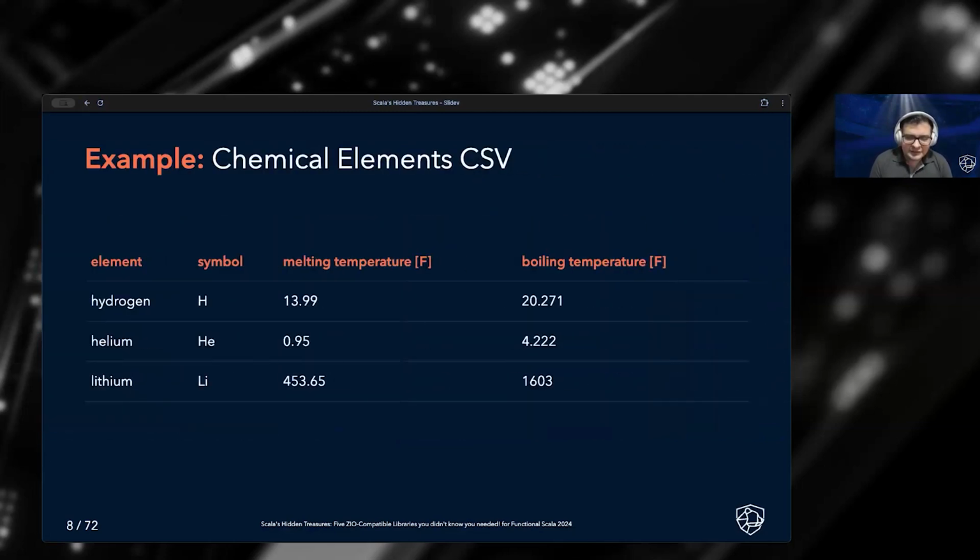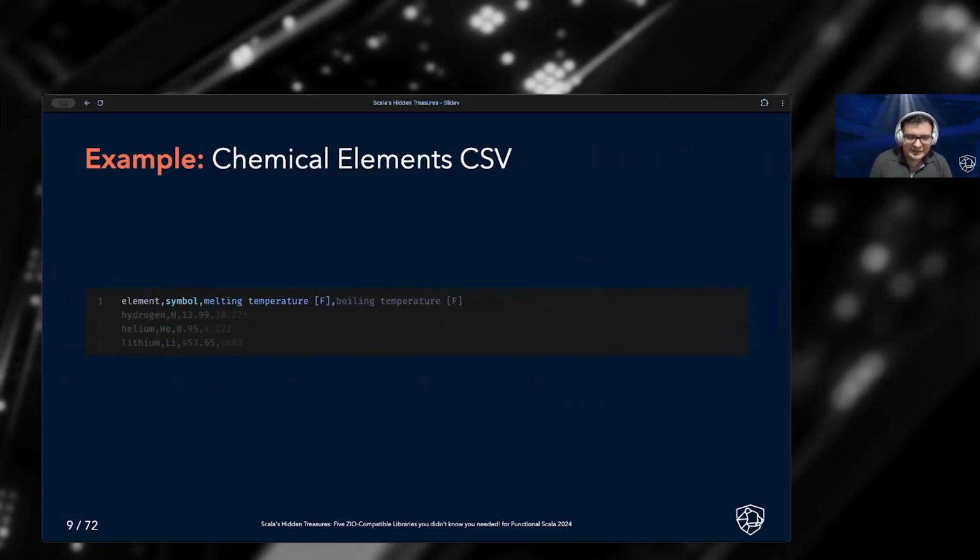For that, let's go through this example. Let's suppose we have a CSV where I have some chemical elements. So this CSV will contain 4 columns. We have the element, the chemical symbol, melting temperature in Fahrenheit, and the boiling temperature. And well, this is the actual CSV file. So you can see the first row contains the header, and the next rows contain the data itself. And also you can see that the columns are separated by commas, so a pretty standard CSV file.